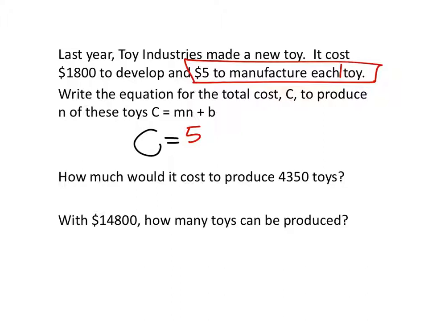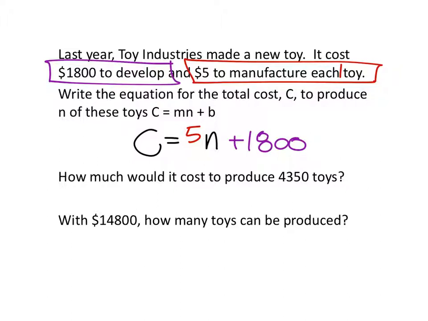Now on the exam, I'm okay with 5 over 1, but if you want to just put 5, that's okay too. Oh, n is the number of toys, right? Sorry. So it's not x, it's n. And again, we're looking for some kind of initial cost, some kind of amount that it takes to start this up. That's the development in this case, which is $1,800. So the cost would be 5 times the number of toys plus $1,800. That's our cost right there.